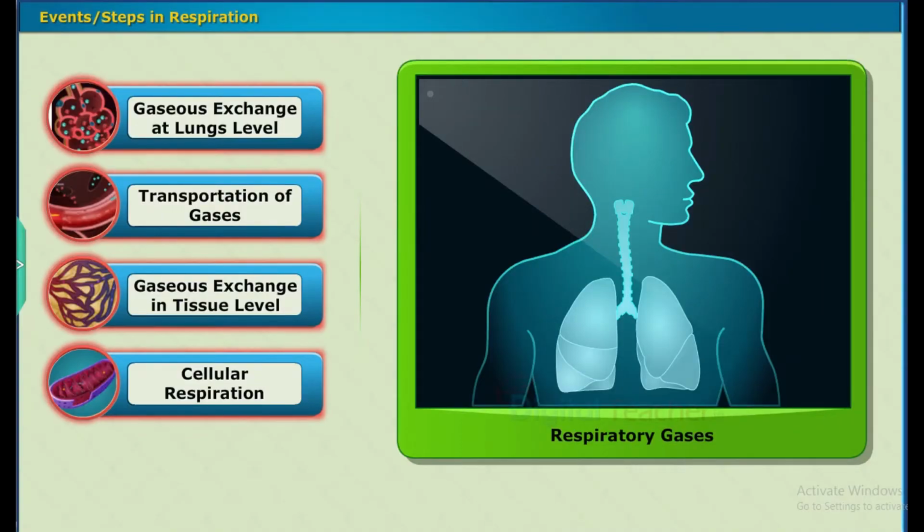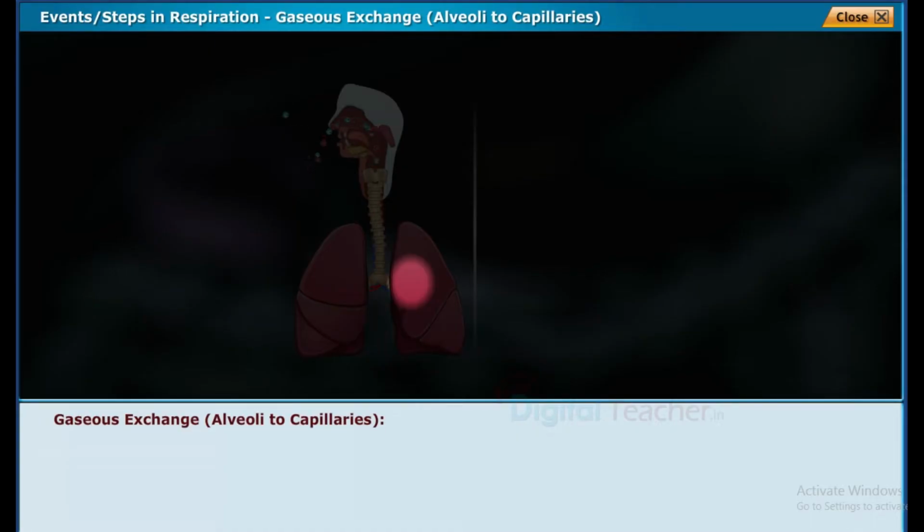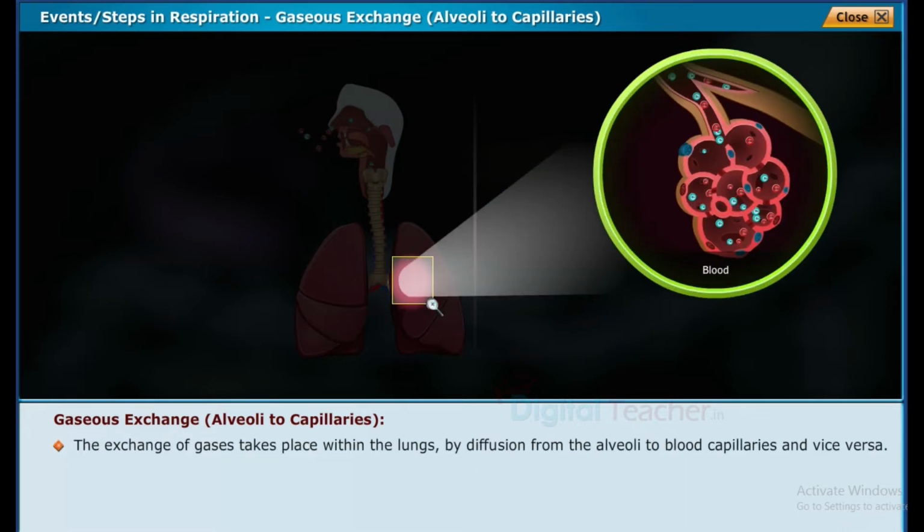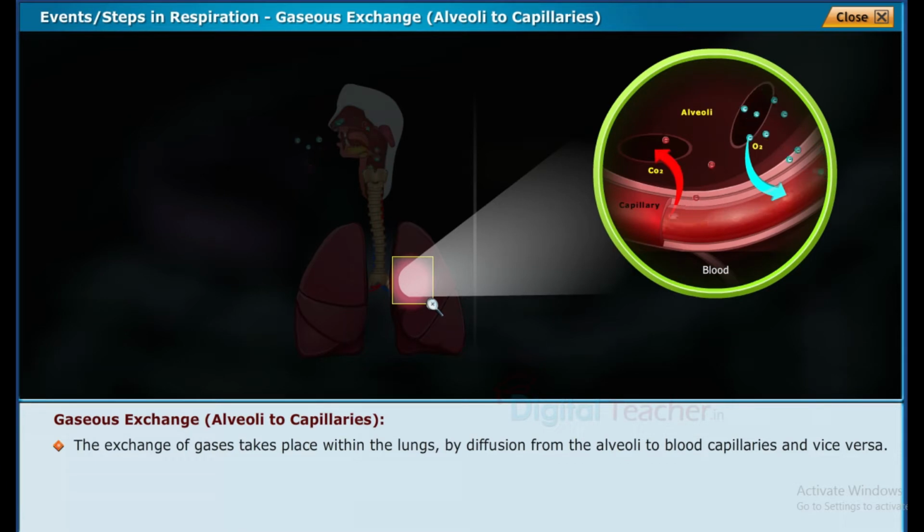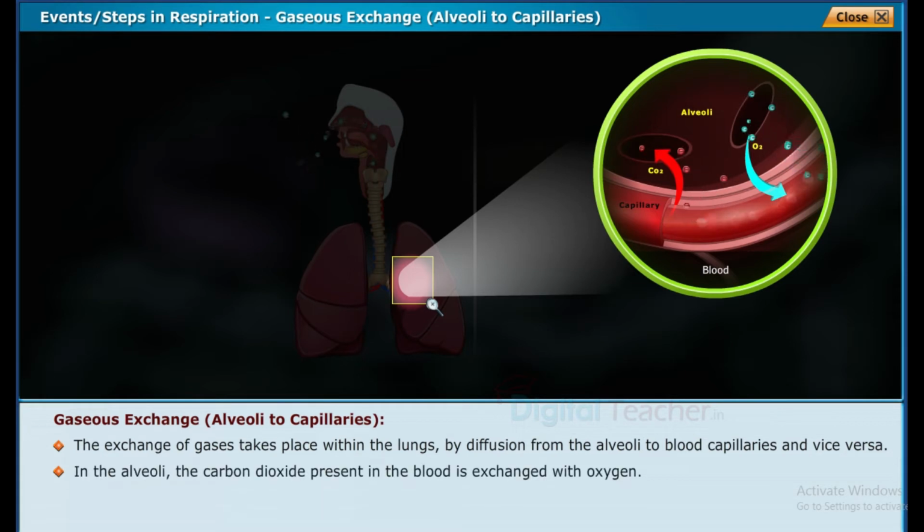The events or steps in respiration. Let us learn how the exchange of gases takes place from alveoli to capillaries. The exchange of gases takes place within the lungs by diffusion from the alveoli to blood capillaries and vice versa. In the alveoli, the carbon dioxide present in the blood is exchanged with oxygen.